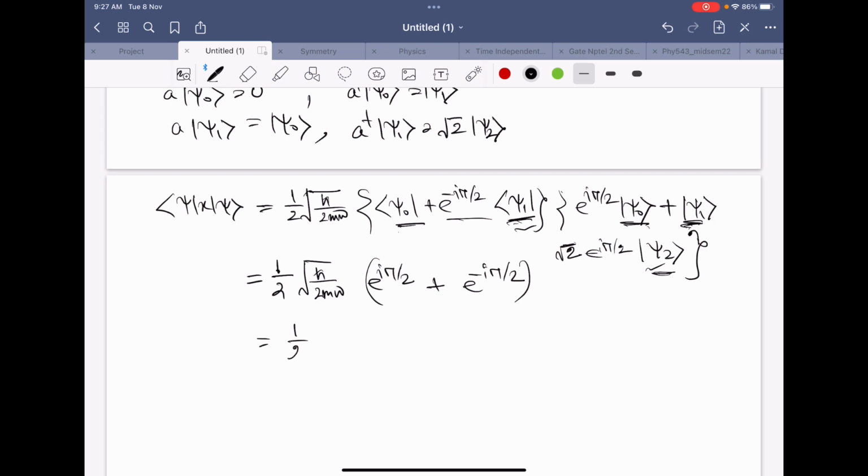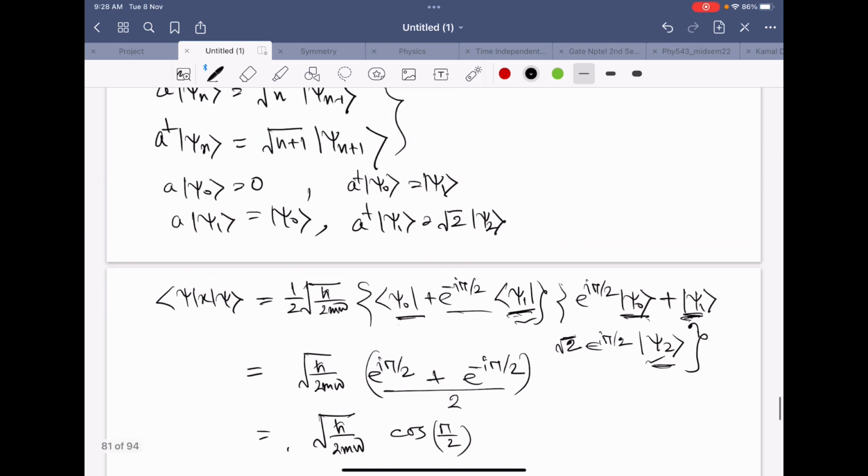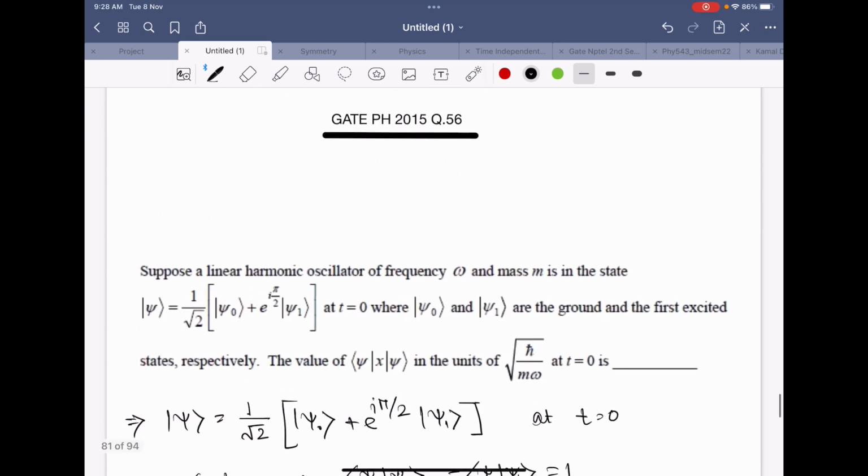So we have half root of h bar by 2m omega, and this is 2 cos pi by 2, taking the 2 out. Now we know that cos pi by 2 is 0, so this is 0. So the expectation value is basically 0. This is the final result. We were asked to calculate the expectation value of x, and it is 0.